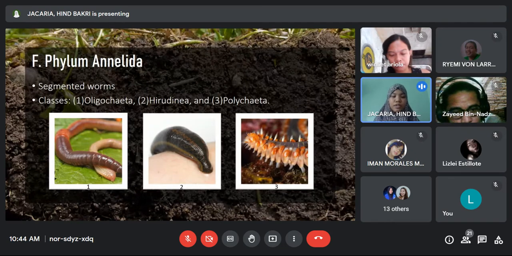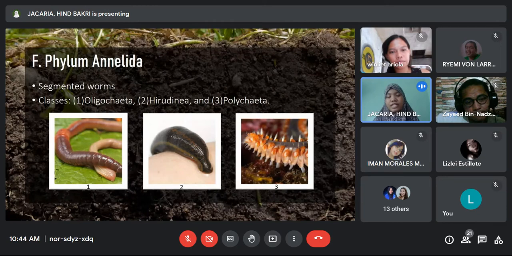Then next is the Polychaeta. The Polychaeta, they have numerous segments. They have no clitellum unlike the first, the band on the body. And they have what we call parapodia, or the setae, which you can see on the sides of their body that they use for locomotion. They also have eyes and tentacles.